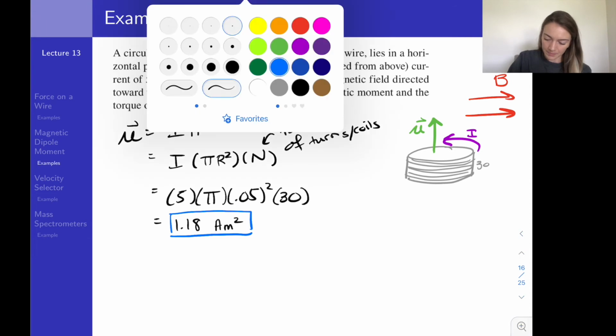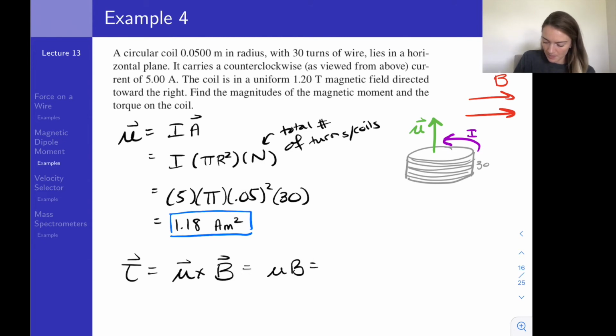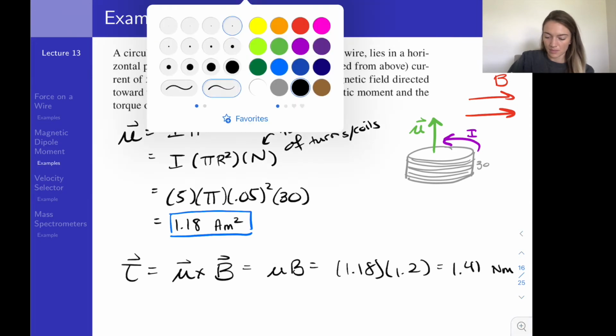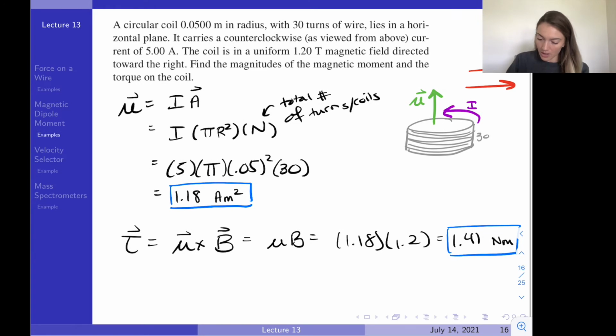So the torque, now that we have the magnetic moment, that's easy. The torque is just mu cross B, but they're in perpendicular planes, so we can just multiply. So we just do mu times B, and mu was 1.18, and B we said was 1.2. So that just comes out to 1.41 newton meters. Okay, so that is our torque on this entire coil here.